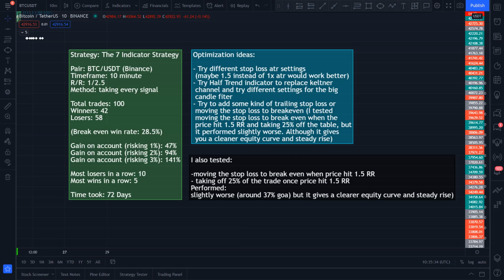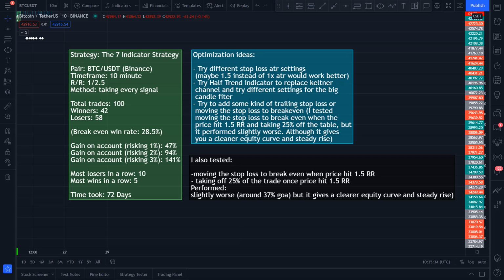For optimization, first I would recommend using different ATR settings for the stop loss placement. Try maybe a 1.5 ATR instead of the 1 ATR. Second, you can try the Half Trend indicator to replace the Keltner channel. And third, try using a trailing stop loss like Supertrend or a different stop loss take profit method just like the one I talked about.